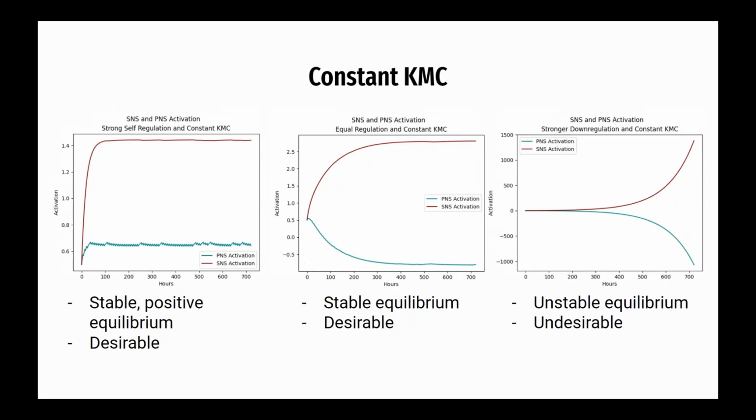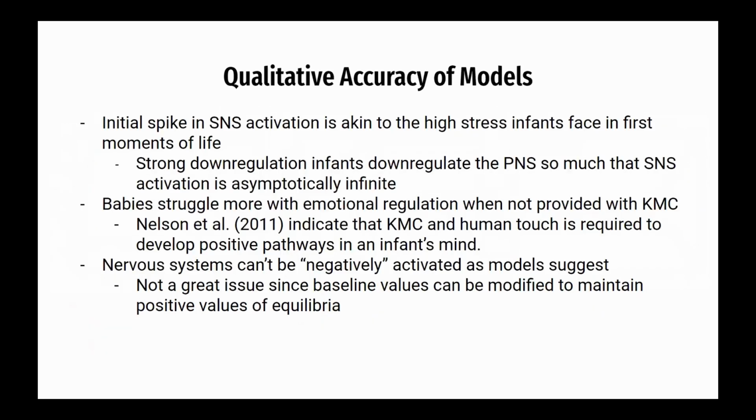And then constant KMC, so providing KMC 24/7. We reach an equilibrium almost immediately in the case of strong self-regulation. We reach it pretty quickly in the case of equal regulation. And again, there's no equilibrium in stronger downregulation. This has to do with the terms proposed in the original model.